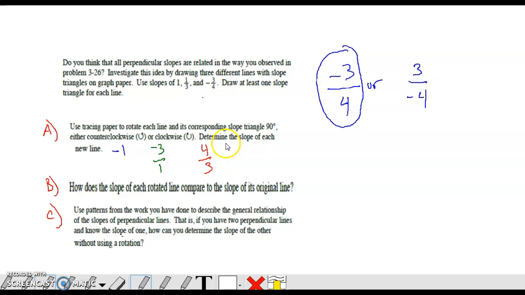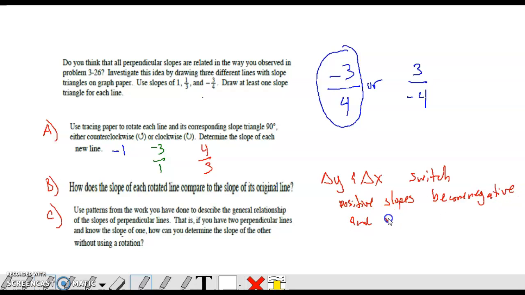For part B, how does the slope of each rotated line compare to the slope of its original line? Basically what we should have said is slope is made up of change in y and then change in x. So basically change in y, change in x, switch. And then positive slopes become negative and vice versa, meaning negative slopes become positive. So that's what we should have probably said for part B.